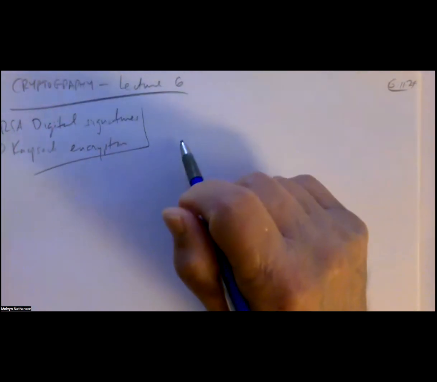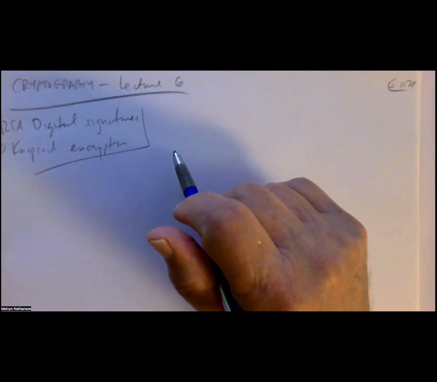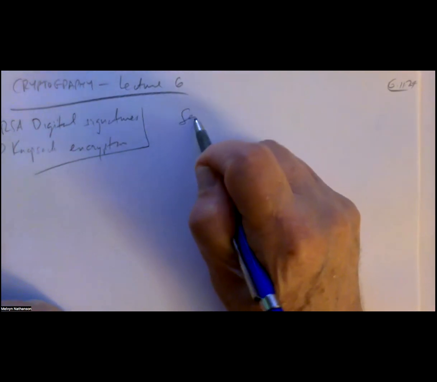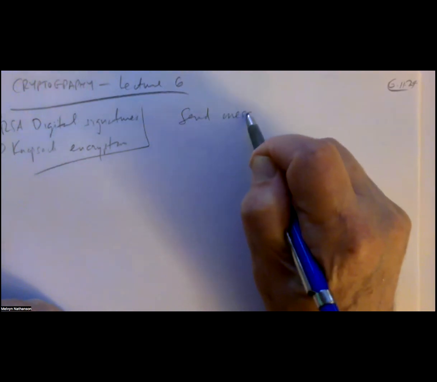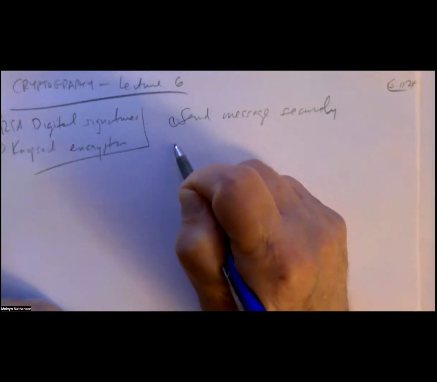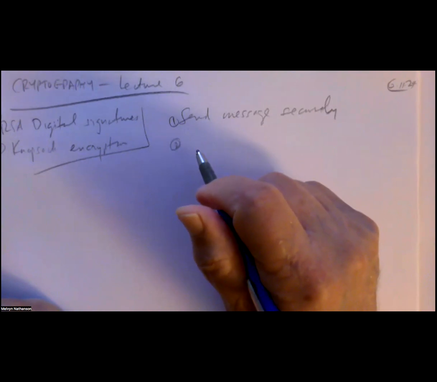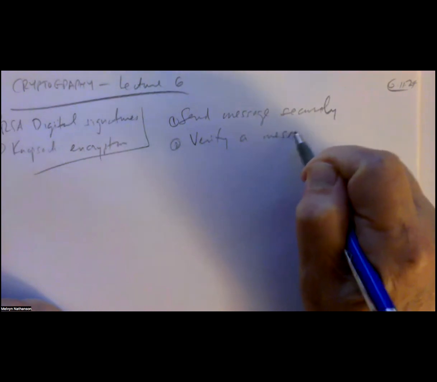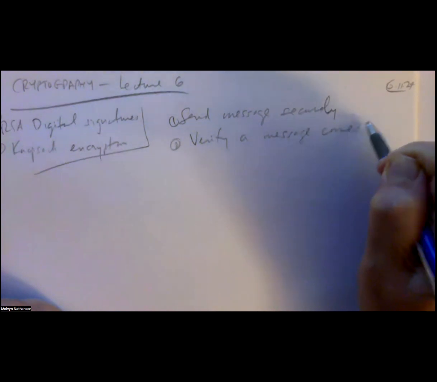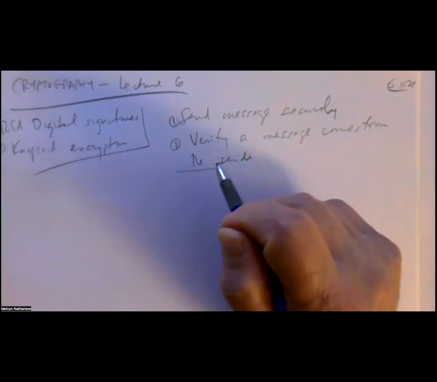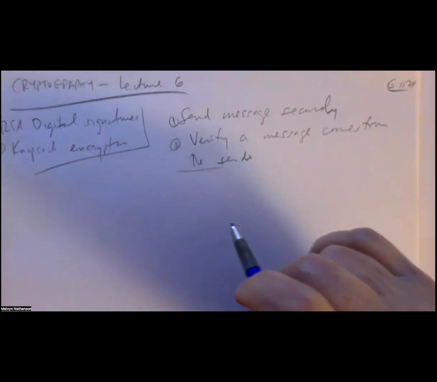So there are two issues in generating secure communications. One is to send a message securely, and the second is to verify a message comes from the claimed sender. So let me just explain the difference between these two things.